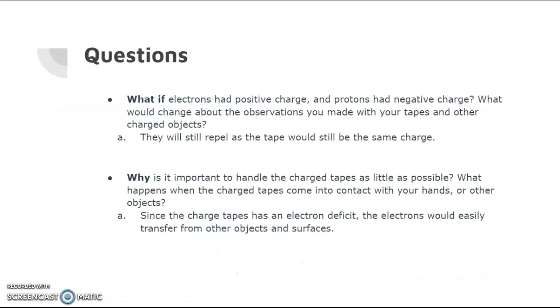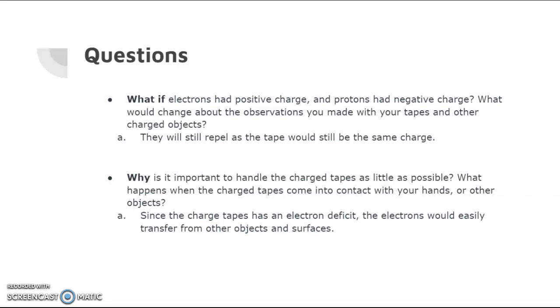For questions: what if electrons had a positive charge and protons had a negative charge? What would change? Nothing would change, since the tapes will still repel, and since they're still the same charge, maybe they'll interact a little differently with the pen, but with the table and everything else, it should be the same.